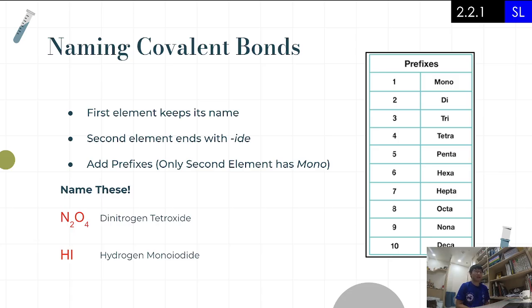So make sure you're able to see the molecular formula and get its name, or look at the name and be able to find its molecular formula.